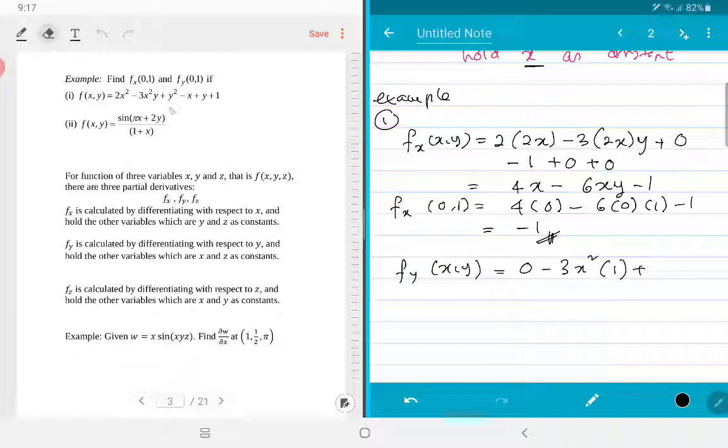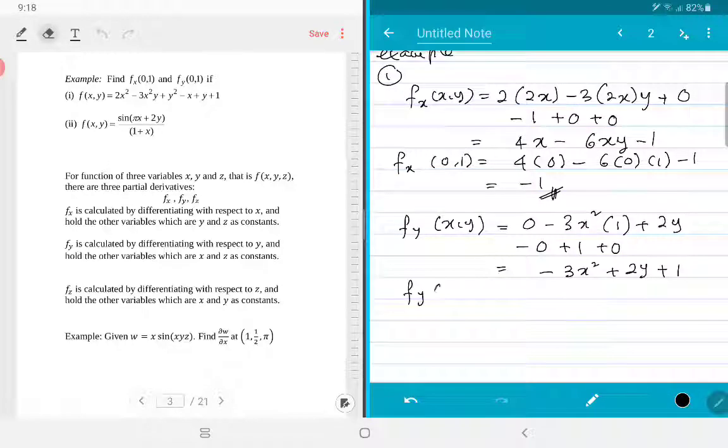The next term, we have y squared. Differentiate with respect to y, we get 2y. The next term is negative x. Differentiate with respect to y, that will give us a 0 because we consider x as a constant. Differentiate the next term y, we get a 1. Differentiate the next term, a constant 1, that will give us a 0. Simplify this, we get negative 3x squared plus 2y plus 1. Now we can find the value of this at (0,1). That will give us 3. So the answer for example 1 is 3.